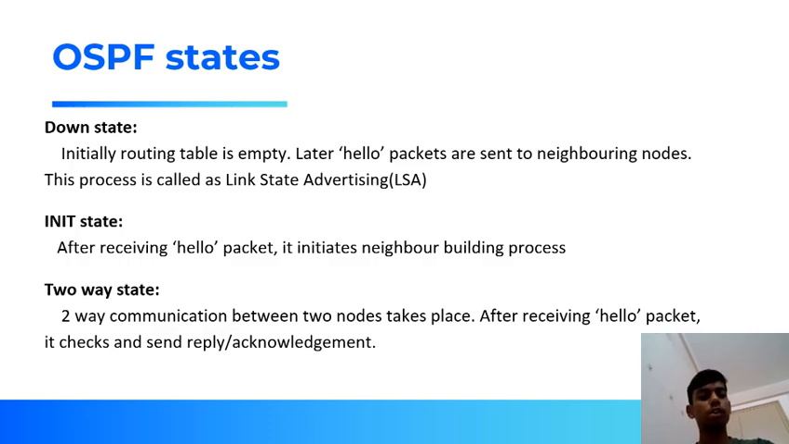The first state is the down state. Initially, the routing table is empty. So first, a node sends a hello packet to all its neighboring nodes. This process is called link state advertising. Later, this hello packet will be received by all its neighboring nodes. This state is called the init state. After receiving a hello packet, the neighbor sends an acknowledgement to the sender. This is called the two-way state. In the two-way state, both the nodes communicate with each other after receiving the acknowledgement.